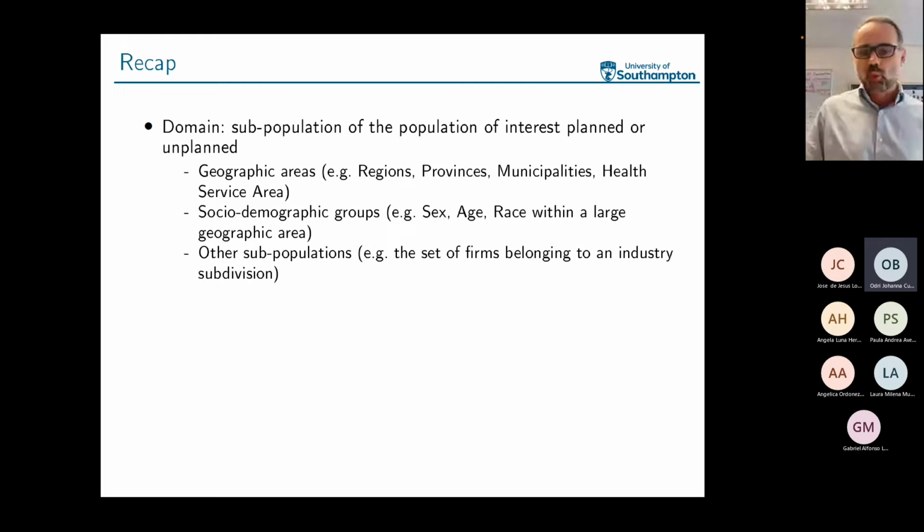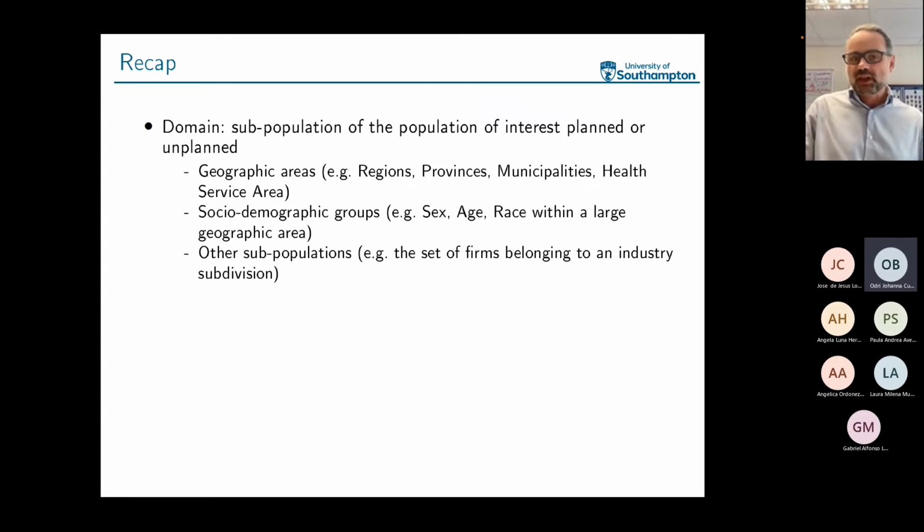So when we talk about domains, we tend to talk about small area estimation. Effectively, a more generic term to use here is domain, and that domain can be a subpopulation of the population of interest, and can be planned or unplanned. Because sometimes you end up with cases where the sample is not allocated to domains. Effectively, it's something that you cannot really do anything about. It's not part of your sampling design.